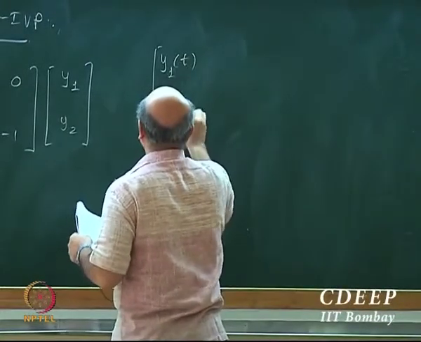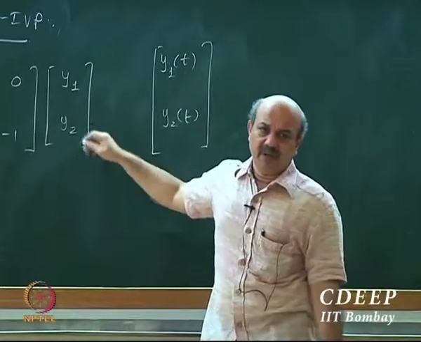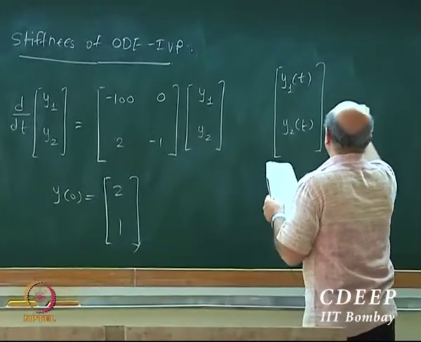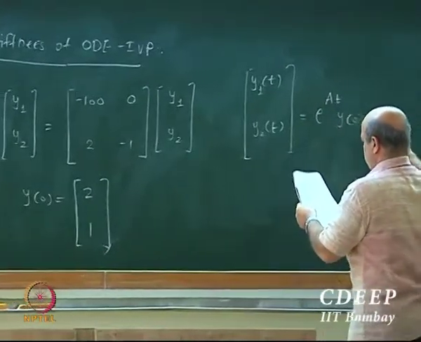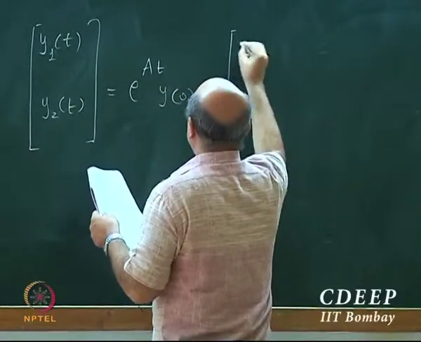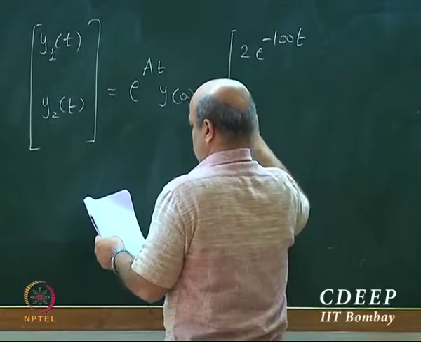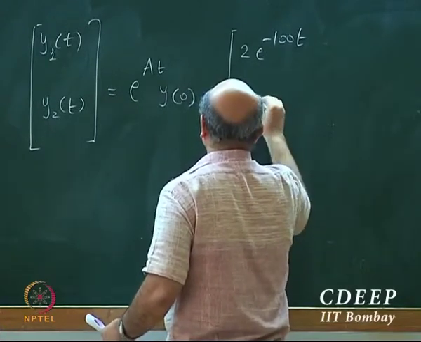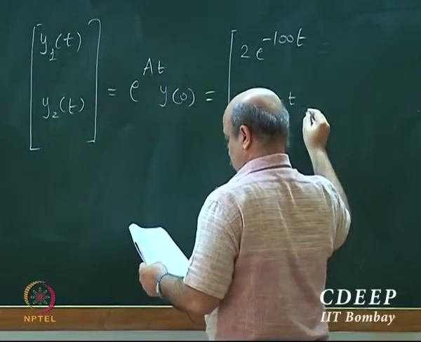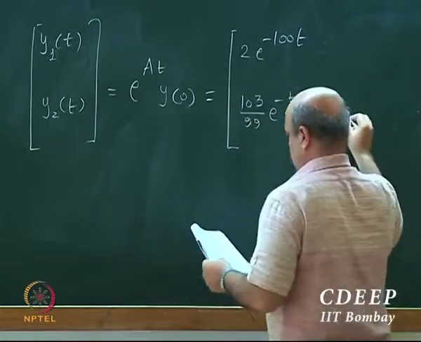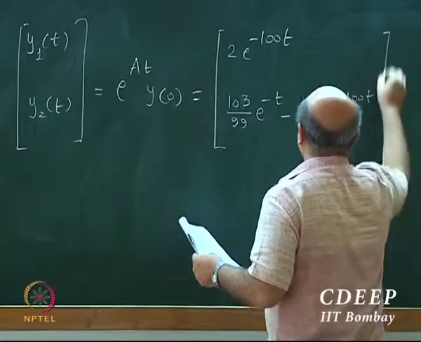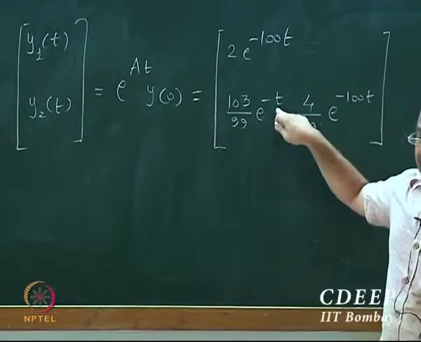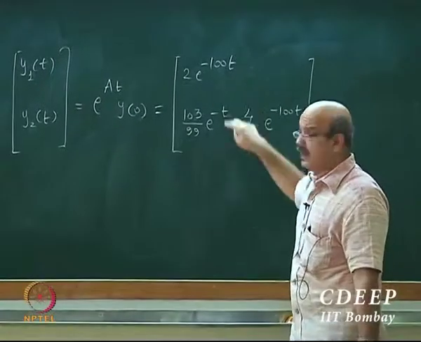y1(t). Well, we have seen how to compute the analytical solution. It's e to the power At into y0. So if you do this calculation of e to the power At, it will be 2 e to the power minus 100t, and the other is 103 by 99 e to the power minus t. So this is the solution. This is y1(t) and this is y2(t).